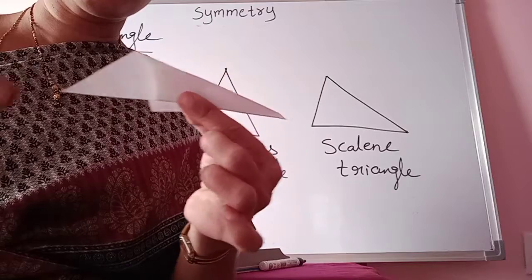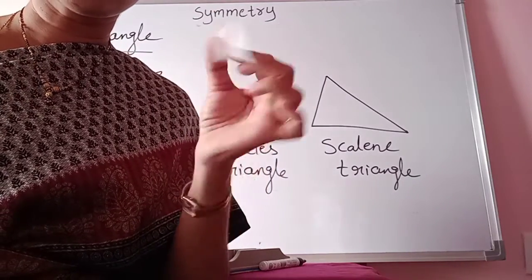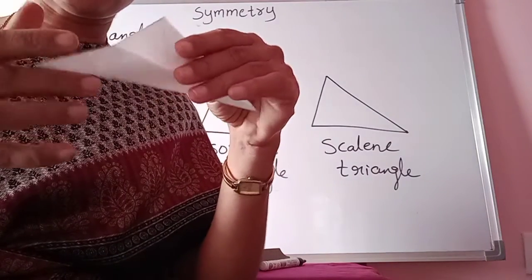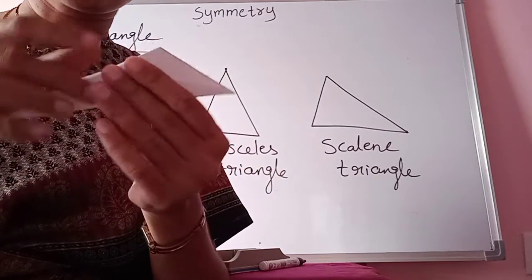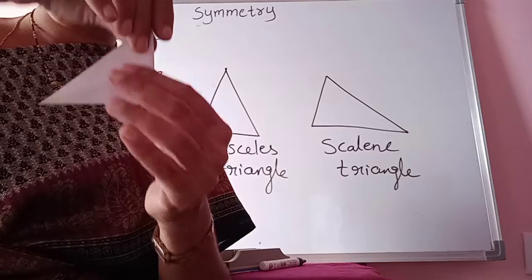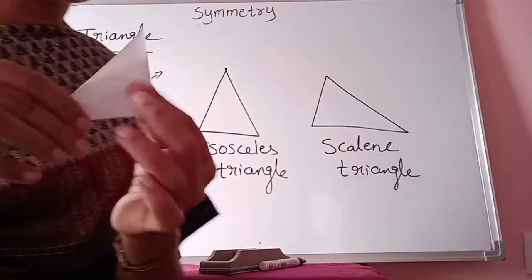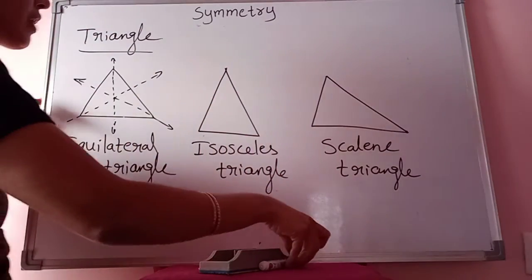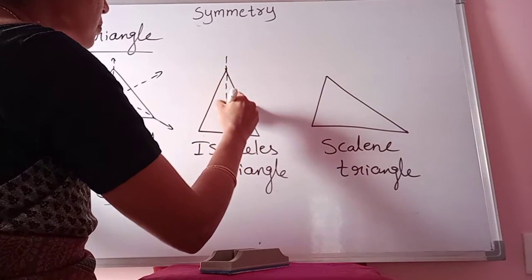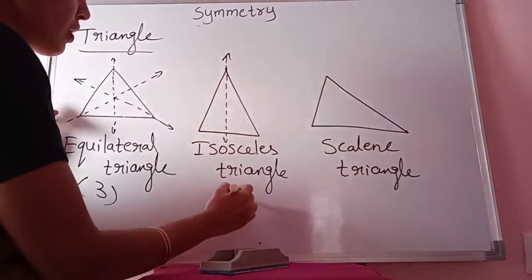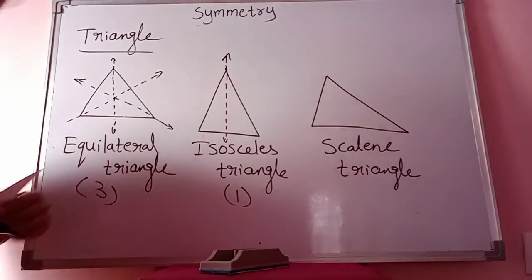are they matching? No, no children, they are not matching. Parts are not matching. Even in this way also, if they fold, they are not matching. Only one line of symmetry it is having, that is vertically it is having. Okay? Isosceles triangle is having only one line of symmetry. Only one line of symmetry.